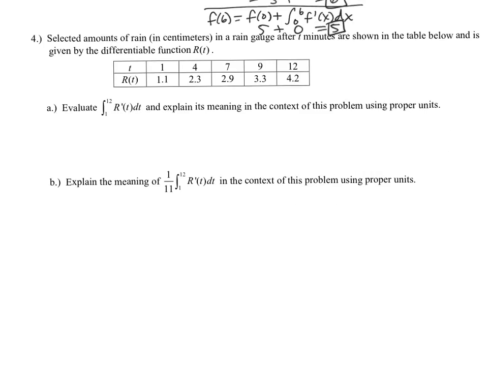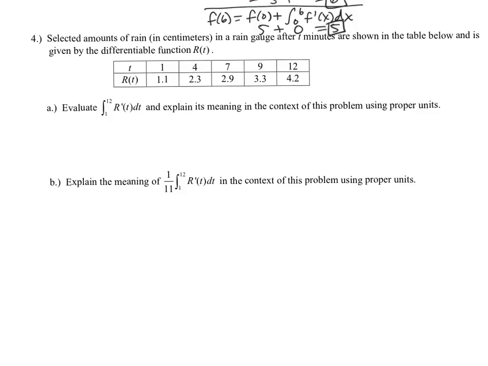Now let's look at problem number 4, which says, selected amounts of rain in centimeters in a rain gauge. So let me stop here and just say, I'm using this word amount loosely. Obviously, when we measure an amount of rain, it would be an amount of volume, which would be cubic centimeters. But when you think of a rain gauge, if you've ever seen a rain gauge, it's like a little tube, and it measures how many inches or how many centimeters of rain has fallen. Just like on the news, when you hear the amount of rain has fallen, they're not going to say so many cubic inches. They give it in inches.